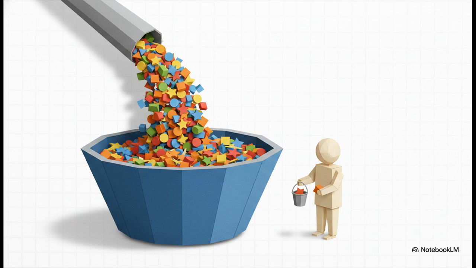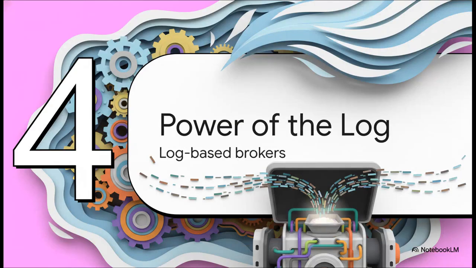This setup prevents small, localized faults from cascading into catastrophic, system-wide failures. Moving right along to Section 4, The power of the log. Let's peek under the hood at the specific underlying technology making these modern event streams so incredibly robust.